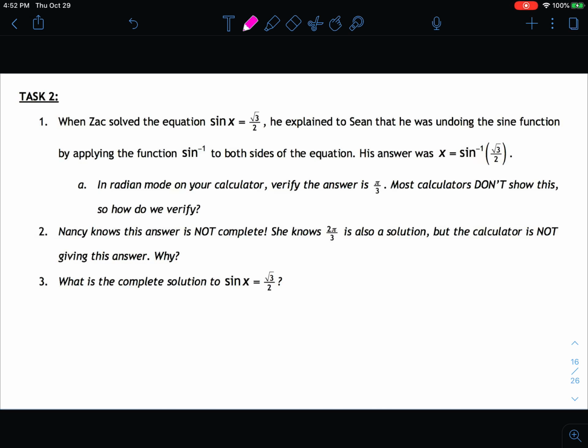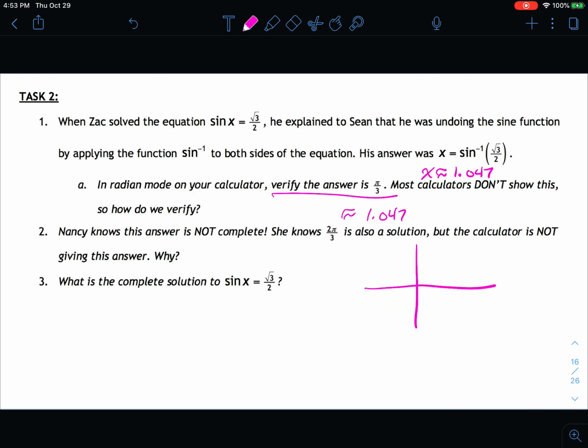Okay, square root of 3, and then close that parenthesis. So we should get, for this, approximately, x is approximately 1.047. Now this says verify the answer is pi over 3. So I'm just going to type in pi divided by 3, and we get the exact same thing, about 1.047. Okay, this says Nancy knows the answer is not complete. She knows 2/3 pi is also a solution.